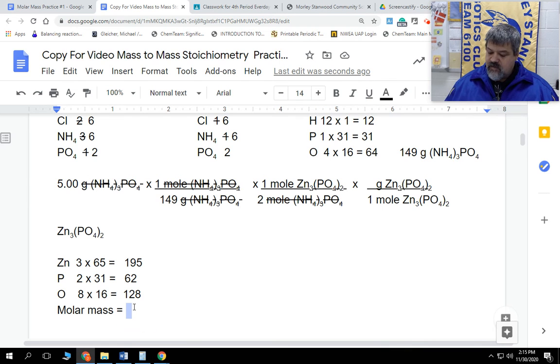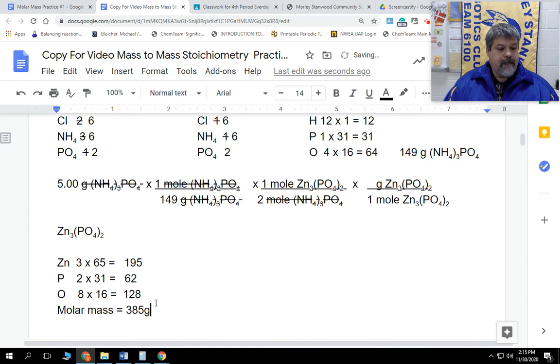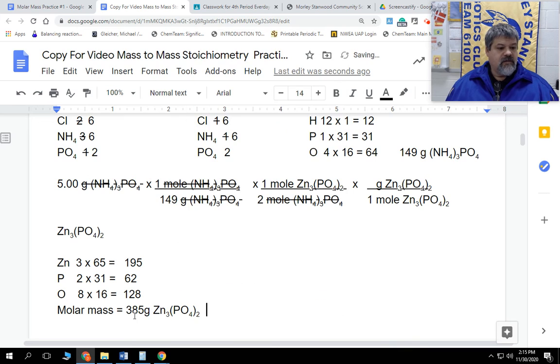So let's put that in as 385. And again, double check it. 195 plus 62 plus 128 equals 385. That's going to be grams for our zinc phosphate. I know that I can just paste that down there. So there's our grams that we have. We're going to take this number and place it right here. Okay, so we're going to put 385.